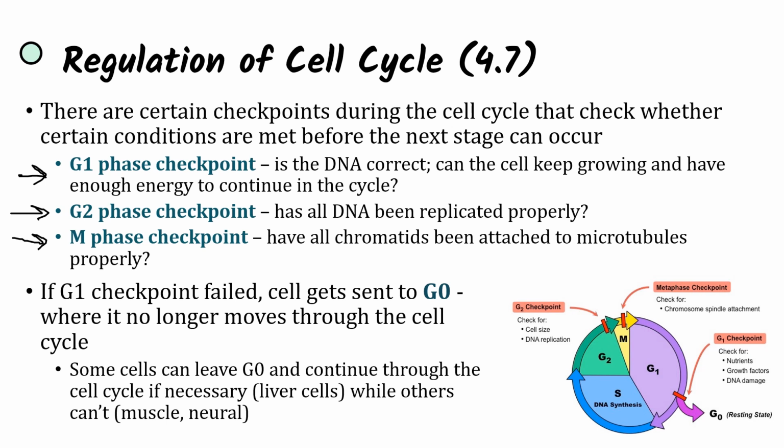And if the G1 checkpoint is failed, then the cell gets sent to what's known as G0, where it's no longer moving through the cycle. It's essentially left this process here. And some cells can leave G0 and continue through the cell cycle when necessary, such as liver cells, while others remain permanently in G0, such as our muscle and neural cells. So when you work out and your muscles grow, that's not because the muscle cells are dividing. The muscle cells are just getting larger because muscle cells stay in G0.